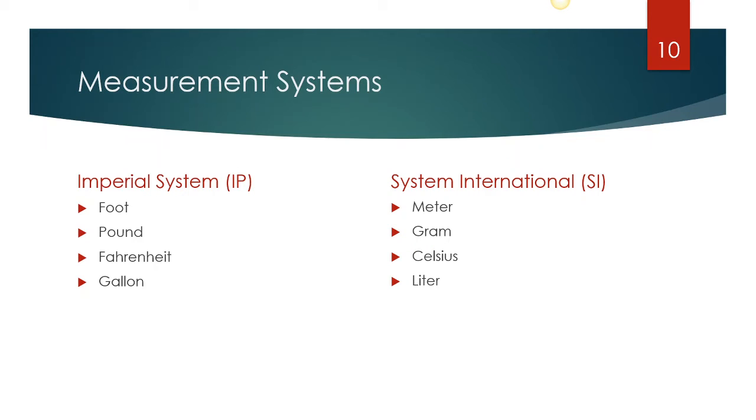Okay, so we have two measurement systems, right? We have System International, and we have Imperial. Imperial is still what we're using in this country. We still use the foot, pound, Fahrenheit, and gallons. So for flow rate, we most often talk about gallons per minute or gallons per hour, whereas in the metric system, we're going to talk about liters per minute, or we might talk about cubic meters per second or something like that. So there are two different measurement systems, and we're going to look at some examples of converting them.